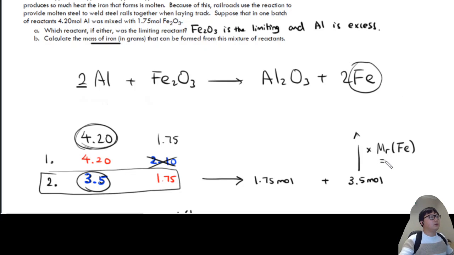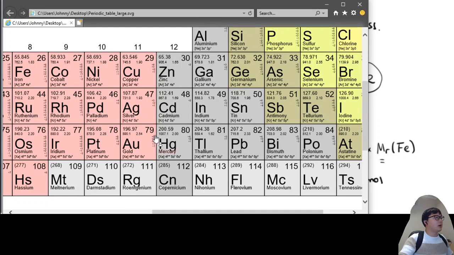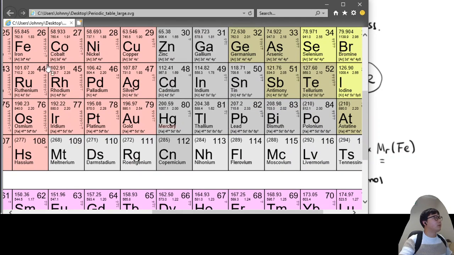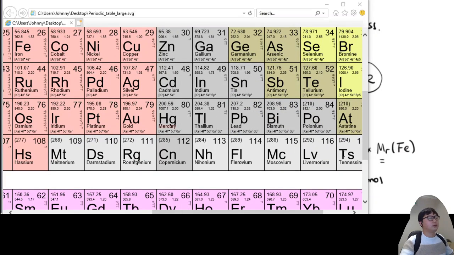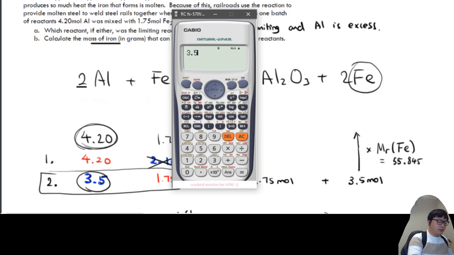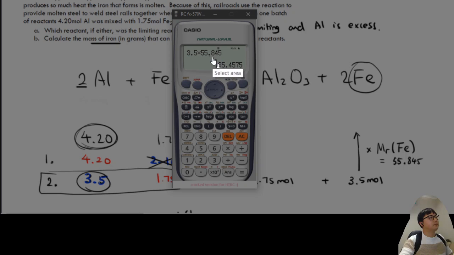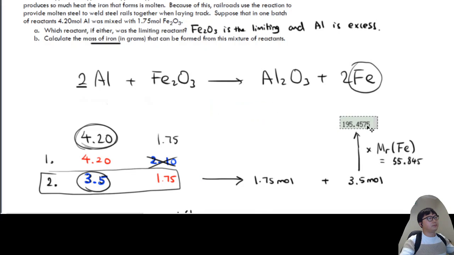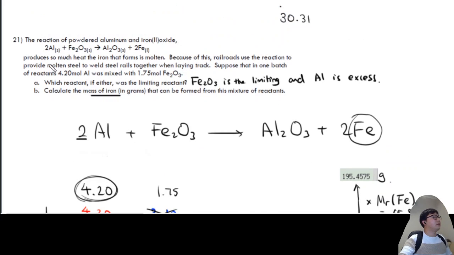So I think the iron, if you look at this, iron is Fe, 55.845. Multiply that, so 3.5 times 55.845, 195.4, yeah, whatever that gram is, okay? That's the answer. That much gram. All good? So that's the end of that question. This was a limiting reagent question, okay?